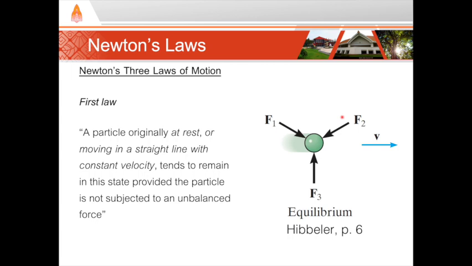Engineering mechanics is formulated on the basis of Newton's three laws of motion. Newton's first law says that a particle originally at rest or moving in a straight line with constant velocity will continue to do the same thing, provided that the particle is not subjected to an unbalanced force. In other words, as long as the total forces remain in balance with each other. And we call this equilibrium.